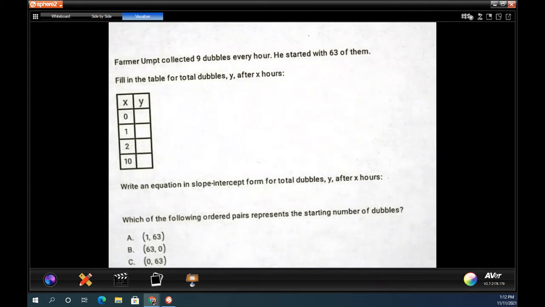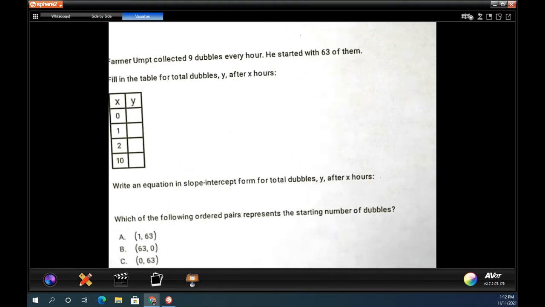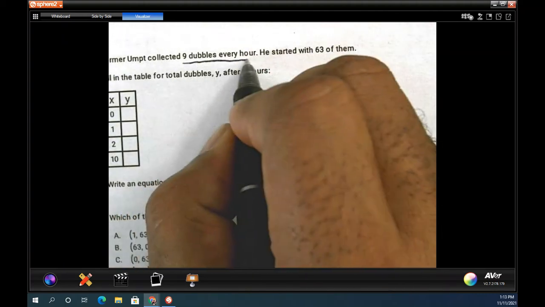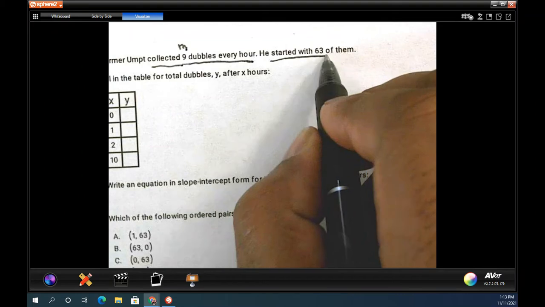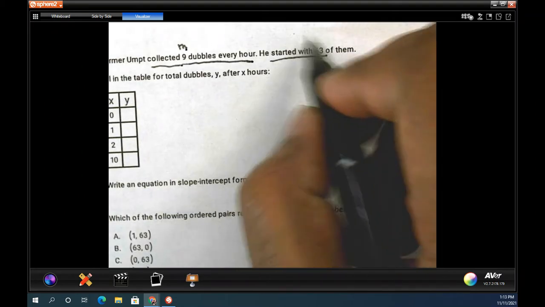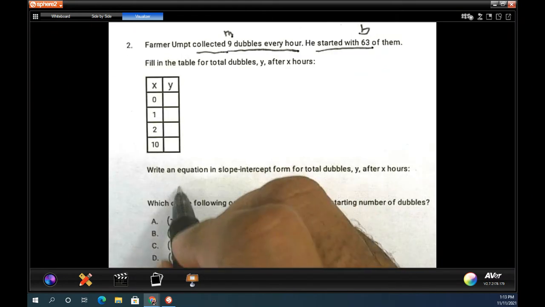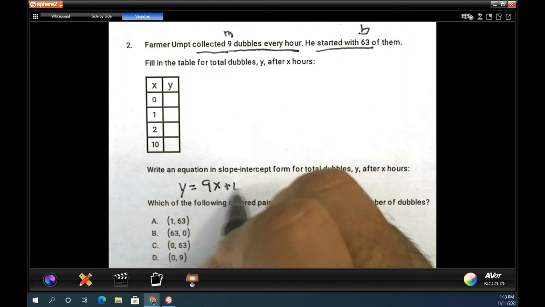Okay, let's look at number 2. Farmer Umpt collected 9 doubles every hour. He started with 63 of them. Fill in the table. Start with the equation. What is 9 doubles? What is that going to be? The slope. There's your M. He started with 63. That's the what? B. That's your y-intercept. So your equation would be y equals 9x plus 63.